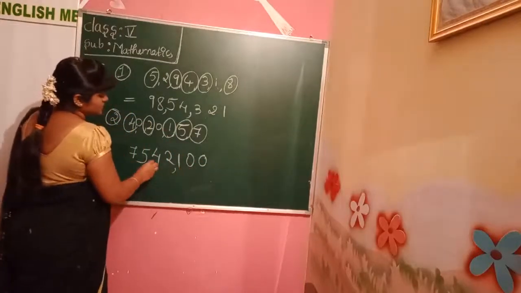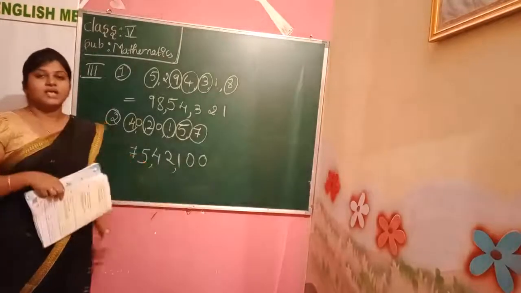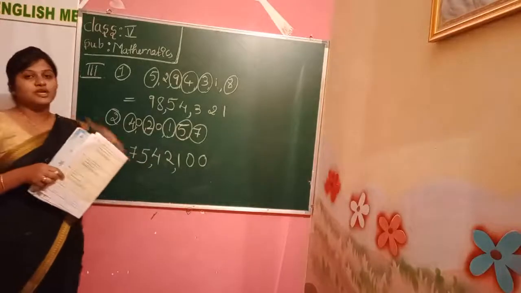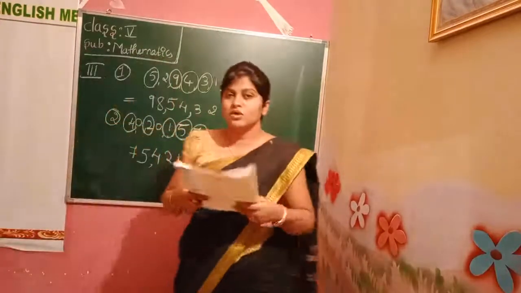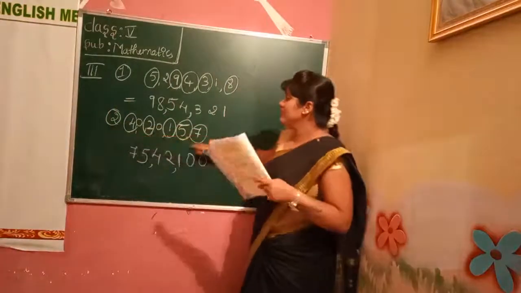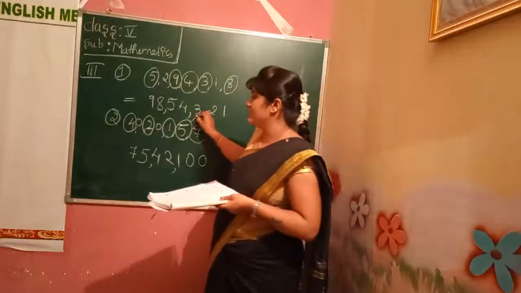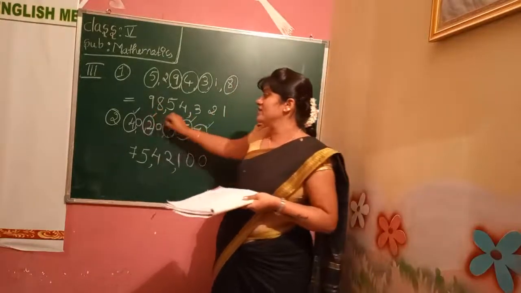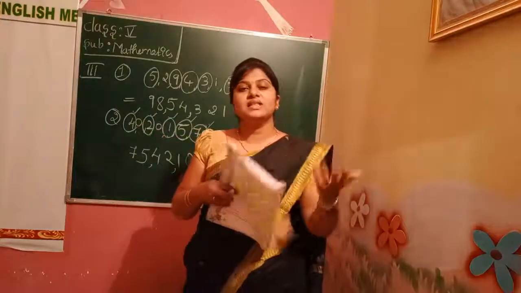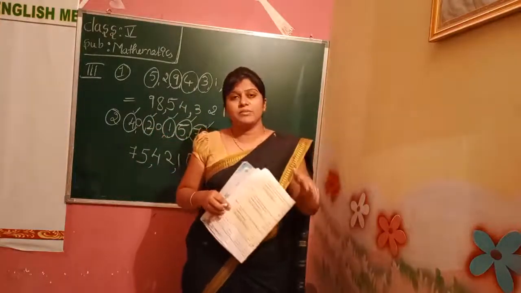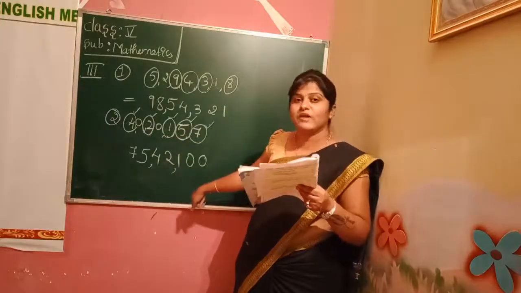Now do it, what did you get? 75 lakh 42,100. Yes, 75 lakh 42,100 we got. Nothing, it is simple. When different numbers are given, whichever is greatest in them, first we have to write that. After that the next greatest, after that the next greatest, and the last smallest number we have to find. Then easily we can find the greatest number. Then how to find out the smallest number?